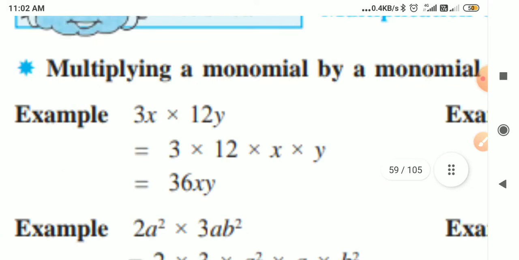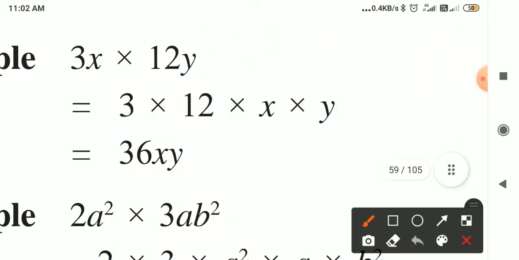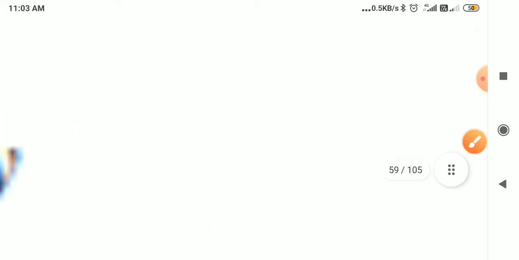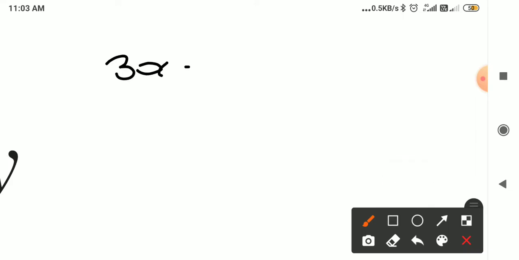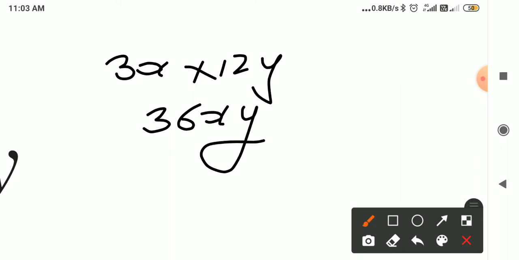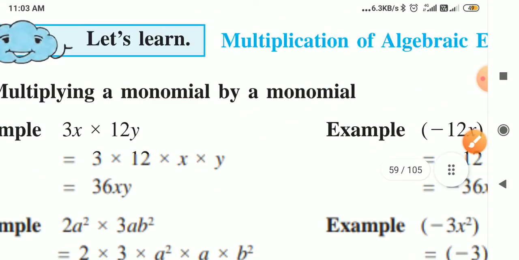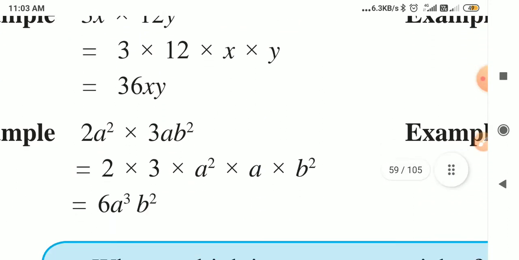So example number 1 is 3x into 12y. Here the numbers are 3 and 12 and the variables are x and y. So x into y is equal to xy, and 12 3s are 36. So the multiplication of 3x into 12y is 36xy. In this way, very easily we can do the multiplication of algebraic expressions. This is a monomial, so we can do this directly.